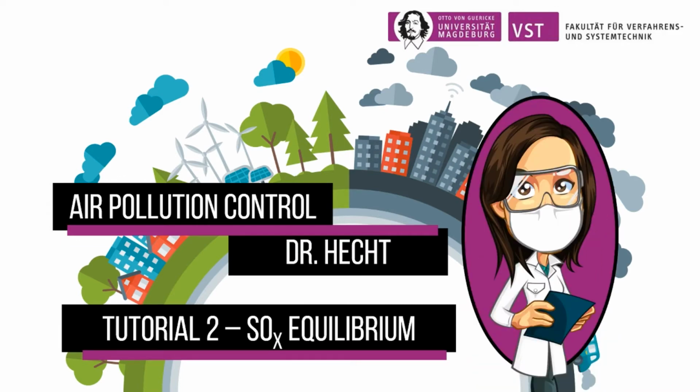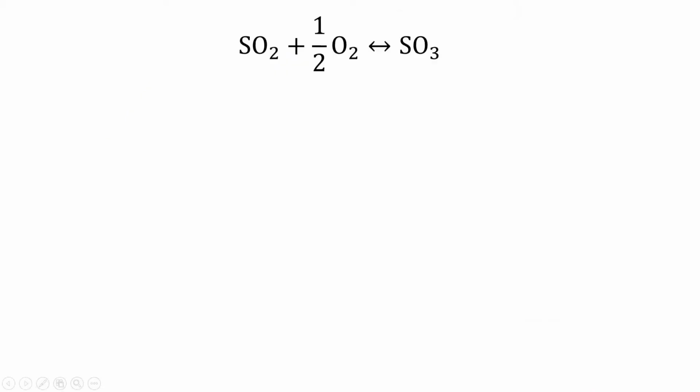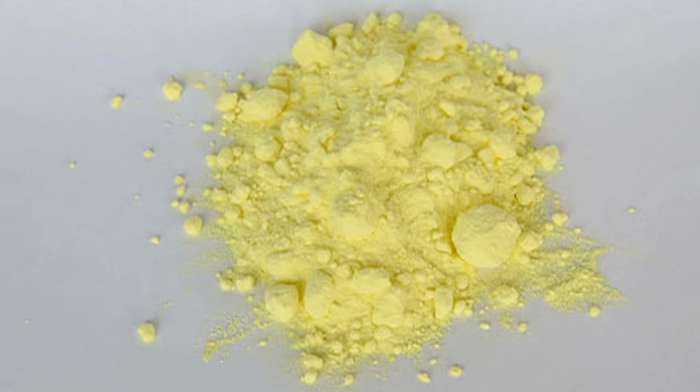Hello everybody, I'm Dr. Hecht, and today we're talking about the chemical equilibrium between sulfur dioxide and sulfur trioxide. This picture shows sulfur. Sulfur is an abundant mineral.